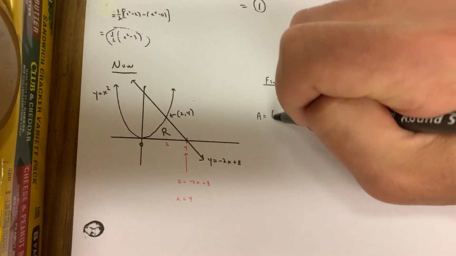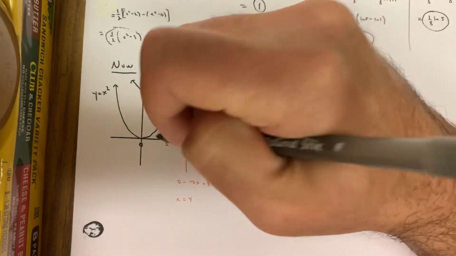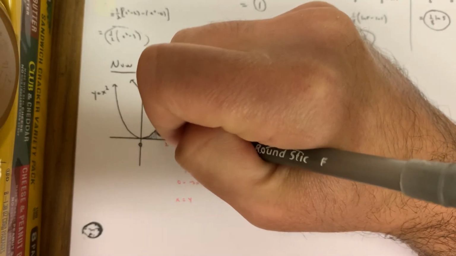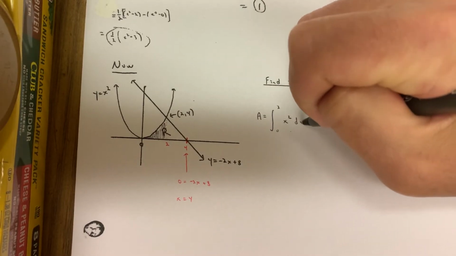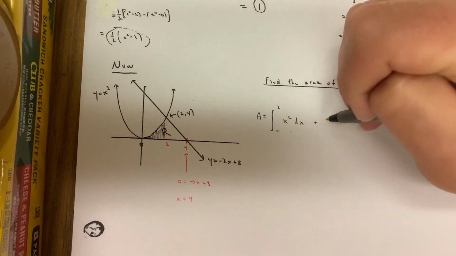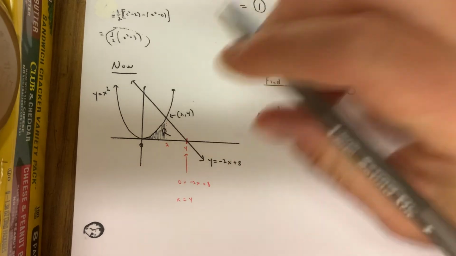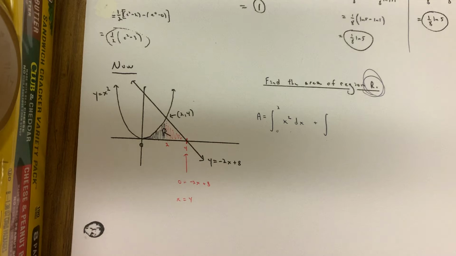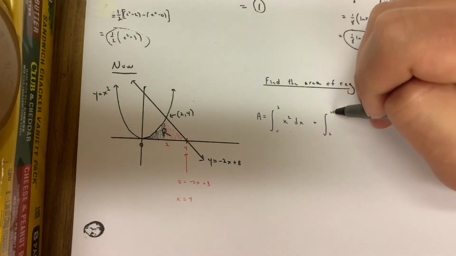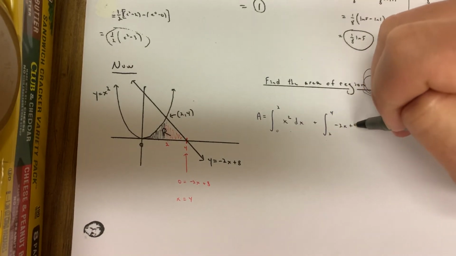Let's do the integral from 0 to 2. And that's basically to get this area right here, we want to integrate y equals x squared from 0 to 2 with respect to x. And then we're going to take that area, we're going to add it to this other area, okay? The integral from 2 to 4 of now negative 2x plus 8, okay? The integral from 2 to 4 of negative 2x plus 8.